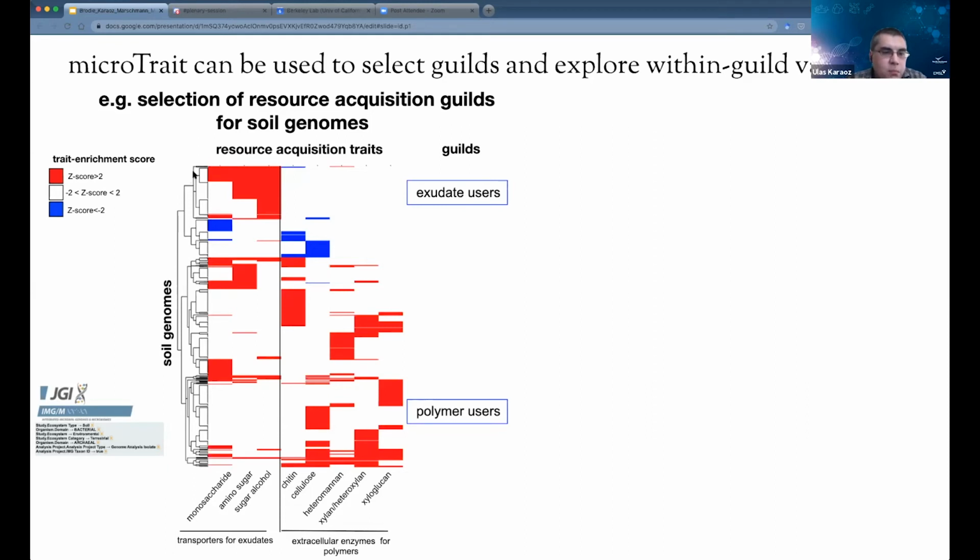So you see that blob on the top, these are all the genomes which we call the exudate user guild, which invest in transporters for exudates, so they don't invest heavily in extracellular enzymes for polymers. So we interpret this as an ecological strategy that manifests itself in this guild. Similarly, on the bottom, you have a guild for the complete opposite strategy, which is the polymer users. And you can see that taking these genomes from IMG, you have everything in between.